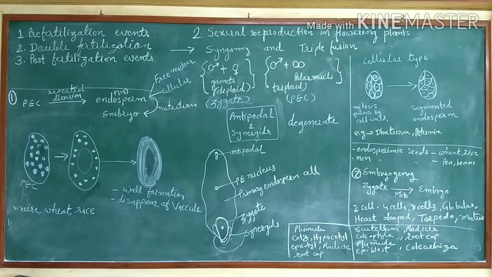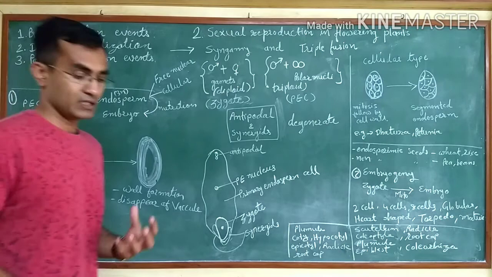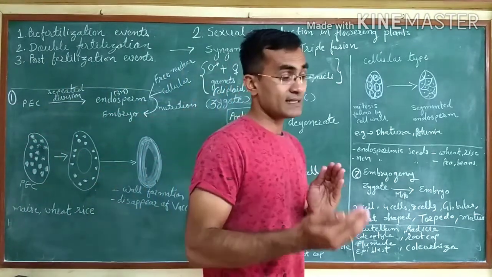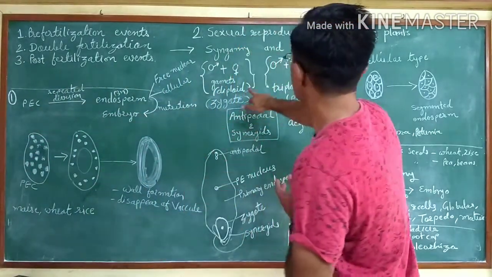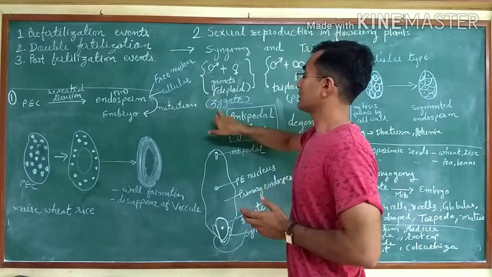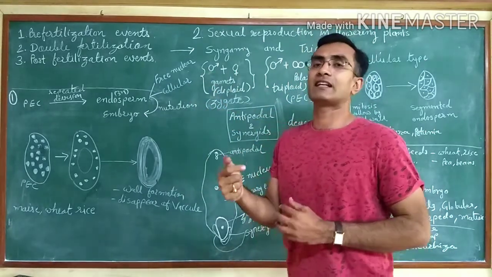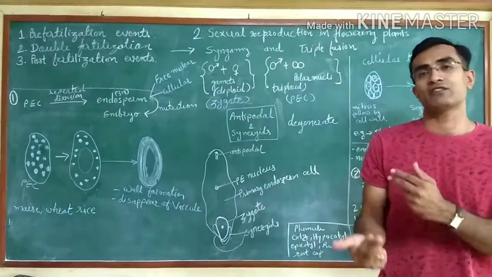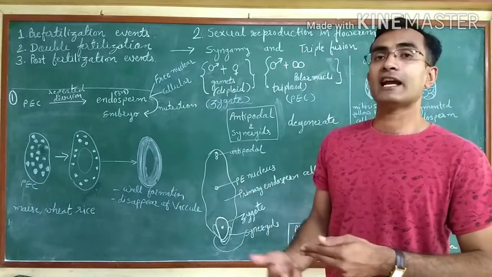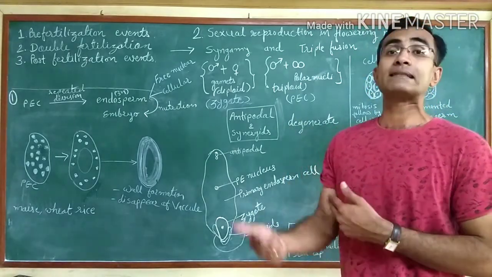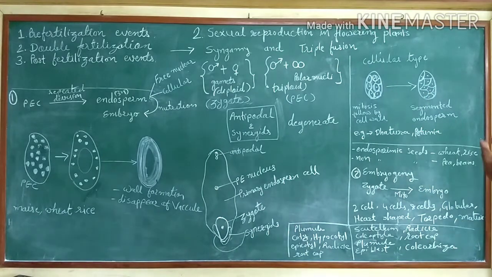The zygote which is present will divide mitotically and form the embryo. During this formation, there will be the two cell stage. Once the nucleus, this 2N diploid nucleus, gets divided, the two cell stage will form. That will again divide into the 4 cell stage, then the 8 cell stage. After that, it will convert into the globular stage.